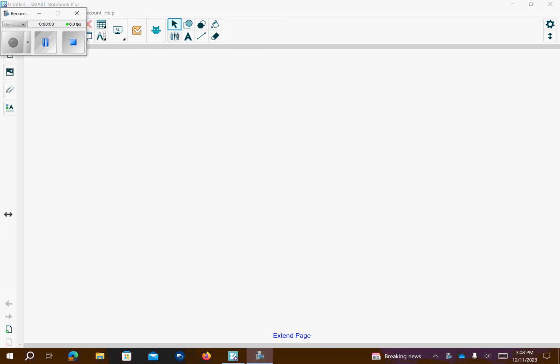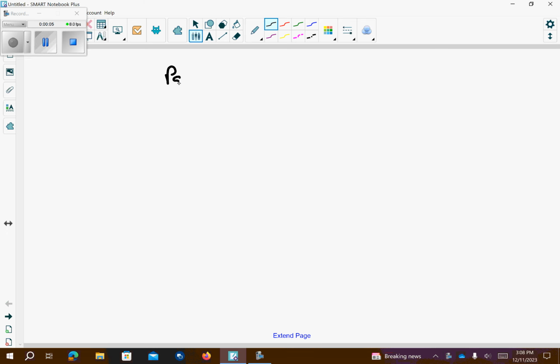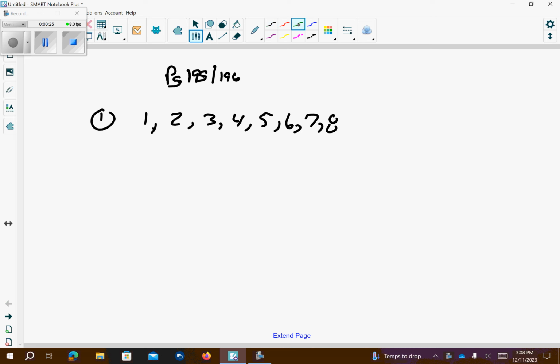Okay, this is page 195, 196. So you have an 8-sided die, numbers 1 through 8. Now, meanwhile, you're trying to figure out how you make an 8-sided die. Don't worry about it. Probability that you throw an even number, this is A.